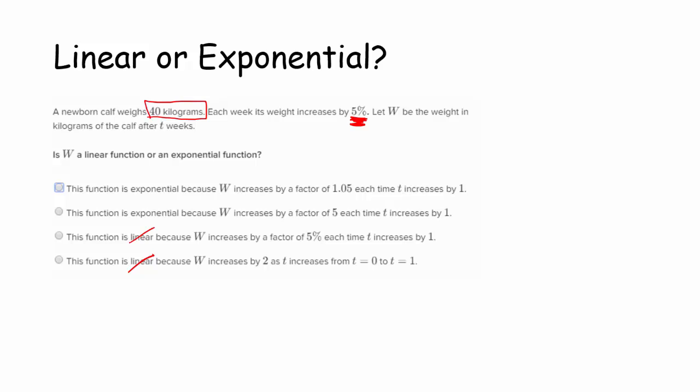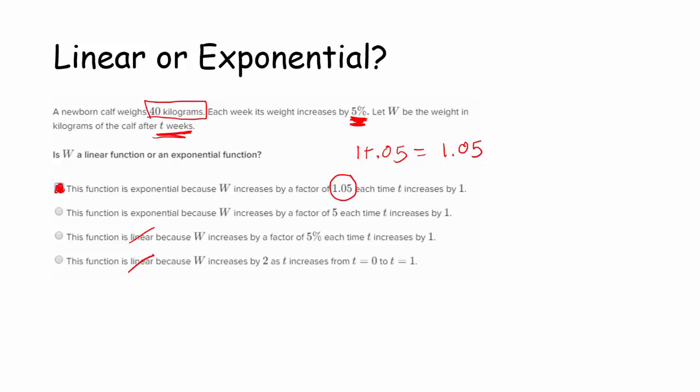When you increase by 5%, you're increasing by a factor of 1.05 because you want to think of that base value as being how much bigger than 1. It's going to be 5% bigger. So your base value there is going to be 1.05. That's the factor you're increasing. So you're increasing by a factor of 1.05. That's the same as increasing by 5% each time x goes up by 1. Or in this case, each time t goes up by 1, each time a week passes by. So that would be the correct answer there.